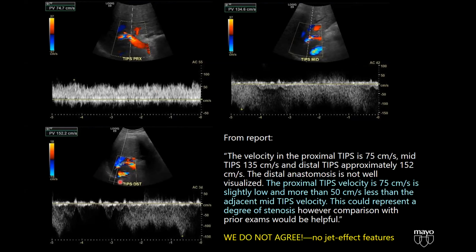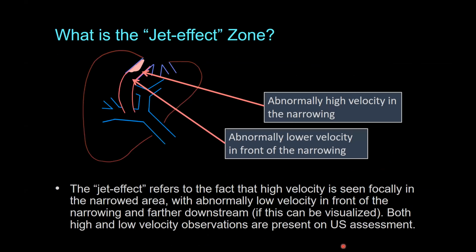That's not a jet effect. And so we need to understand what the jet effect features are. When we talk about a jet effect zone, what we're talking about is a high velocity at the area of narrowing. It generally goes away downstream, and then you have an abnormally low velocity leading up to that high area of narrowing. The jet effect is to have both of these. In that last case, we did not see both of those.